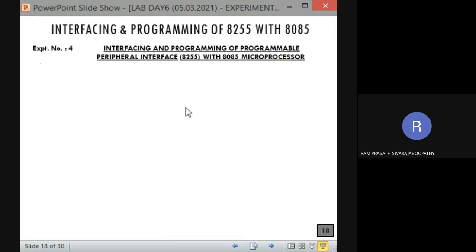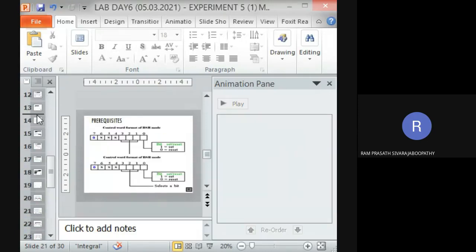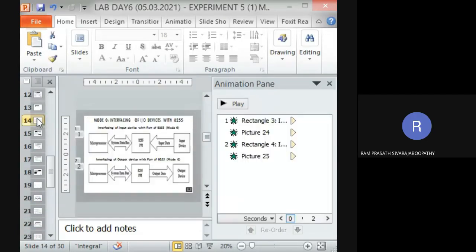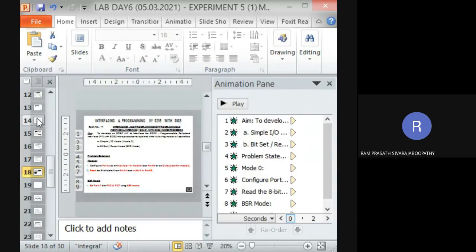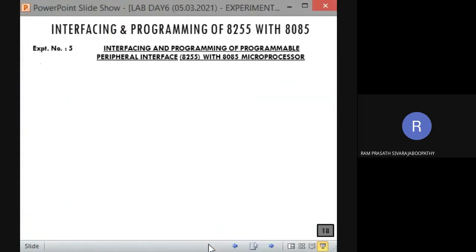Okay. I think it's experiment number 5. Sorry, I'm sorry. So this is experiment number 5. So palasile edit pannadala 4 ne vanduchu. Okay, fine. So this is our experiment number 5.